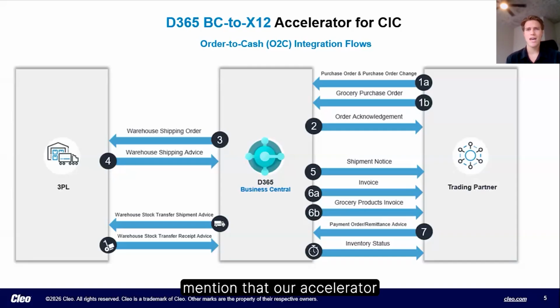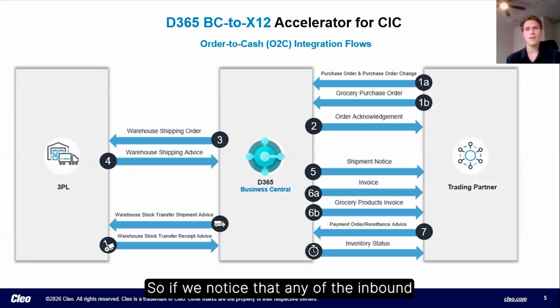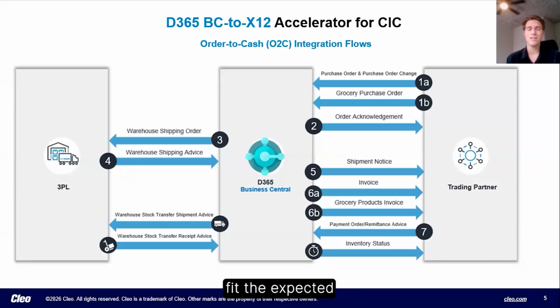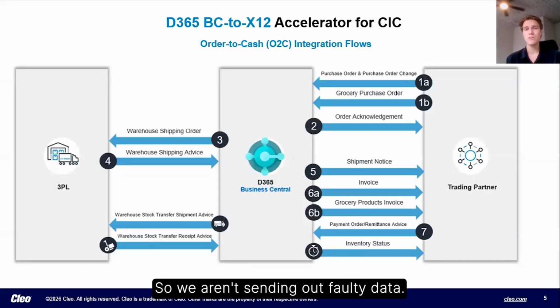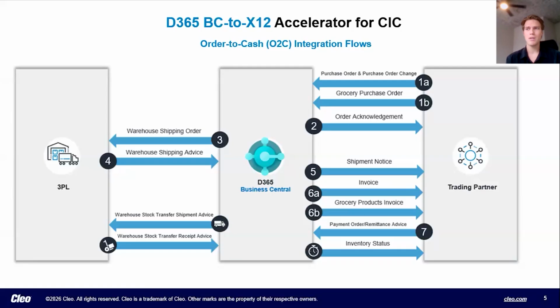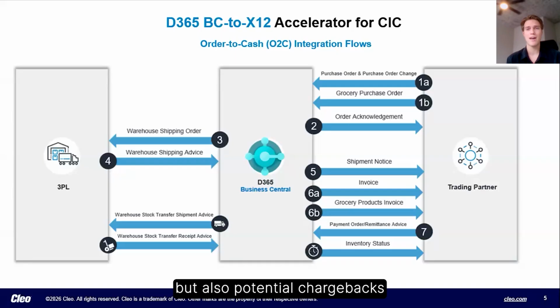I also want to mention that our accelerator does have some built-in capabilities around EDI syntax detection. So if we notice that any of the inbound or outbound files do not properly fit the expected EDI format for one of your trading partners, we will automatically stop the execution of that document so we aren't sending out faulty data. It's a nice way to help mitigate EDI errors, but also potential chargebacks that some customers or 3PL partners could put on to you as a result of sending faulty EDI data.